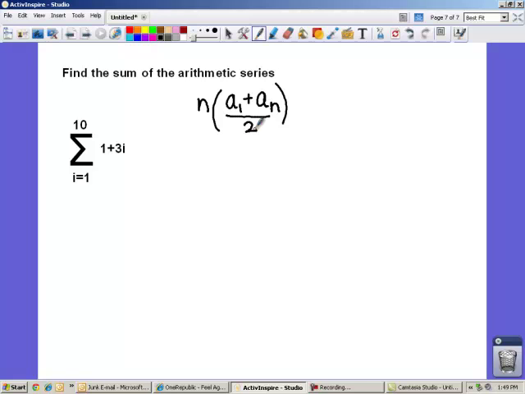So the only thing we really need to know is our a sub 1, our first term. You can look at that a sub 1, we're going to start with 1. So if we just solve this, when we plug 1 in, this is really 1 plus 3. Well, that's 4. So 4 is going to go where this a sub 1 is.